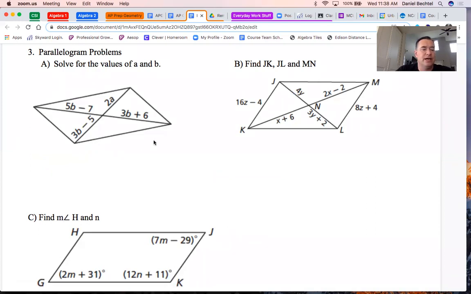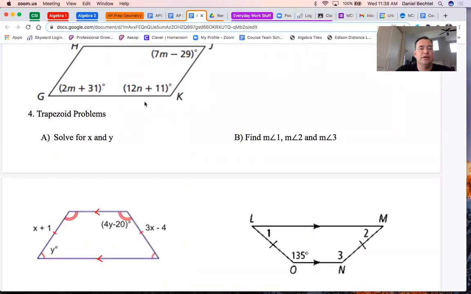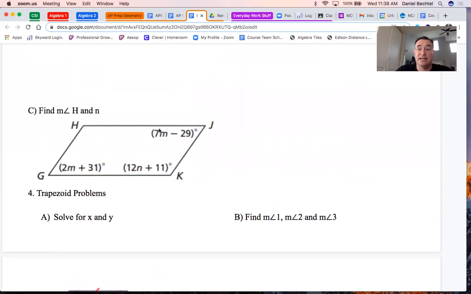And so let's look at the angles that we're looking at here. Trapezoid problems will be the next video you're going to be looking at, but this is sort of the way we're dealing with it. So it wants angle H. Now we know opposite angles are congruent to each other. And we also know that consecutive angles are going to be supplementary.